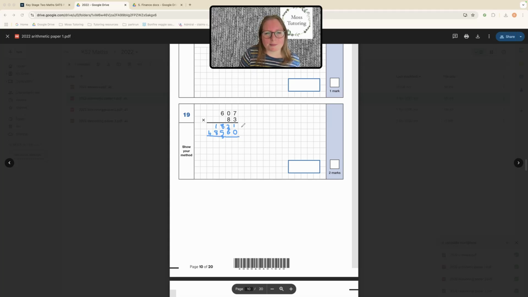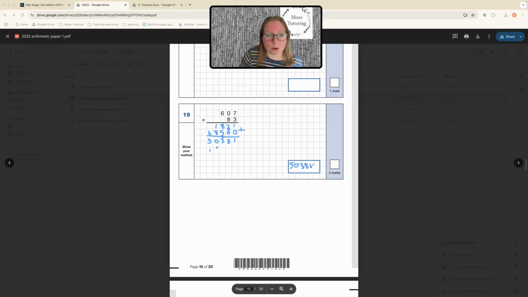Then we're going to add these all up. Okay, so 1 adds 0 is 1. 2 add 6 is 8. 8 add 5 is 13. 1 add 8 add 1 is 10. And 4 add 1 is 5 to make an answer of 550,381.